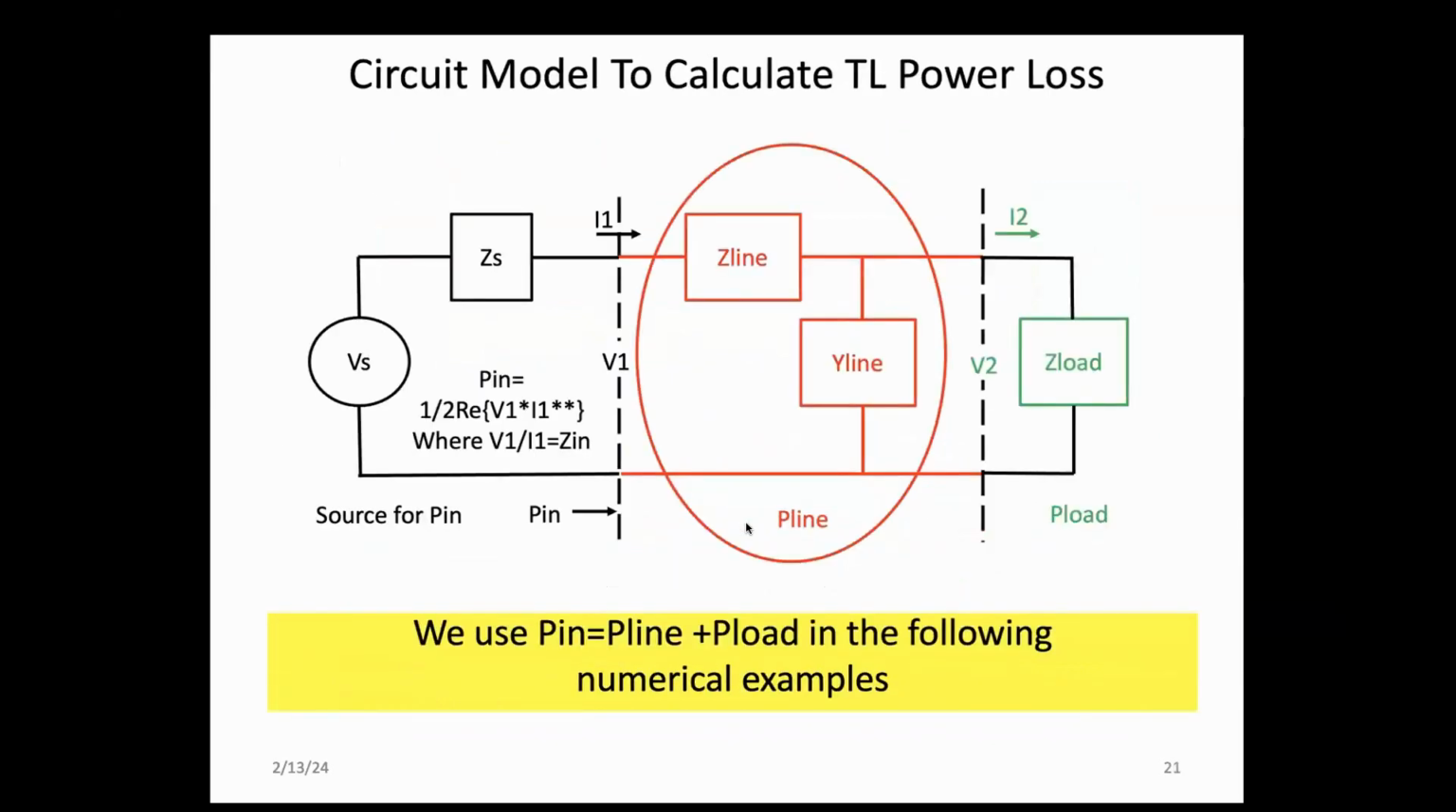Knowing that, as we said before, we can calculate the impedance at the input of the line. And using that impedance, we can calculate the power from a source that is connected to that line. The power that is delivered to this network has to go only two places, either into the load or into the line. So this expression, Pin is equal to P line plus P load, will be used in the following numerical examples.